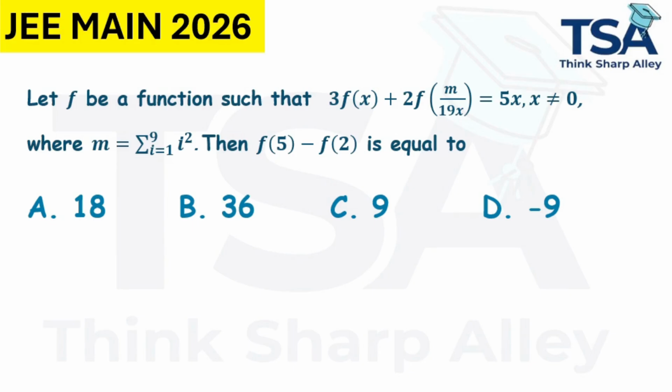Look at this function setup. When students see a sigma notation inside a functional equation, they automatically assume it's an advanced calculus challenge and skip it. That is a massive mistake. The summation is just a dummy constant hiding a classic system of equation trick.